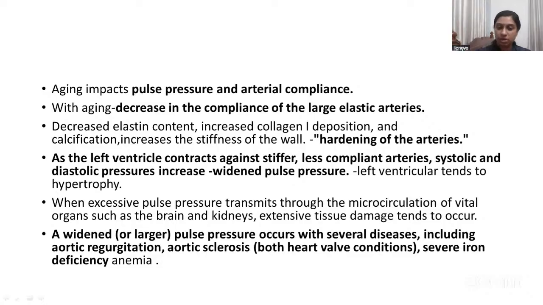A widened or large pulse pressure occurs in several diseases including aortic regurgitation, aortic sclerosis, and severe iron deficiency anemia. There is a hyperdynamic circulation. Why? The oxygen carrying capacity is reduced because the hemoglobin amount is reduced due to iron deficiency. So the heart has to pump very fast to provide adequate oxygen to all the vital tissues. The heart rate will be increased, and the pounding pulse rate will be high.